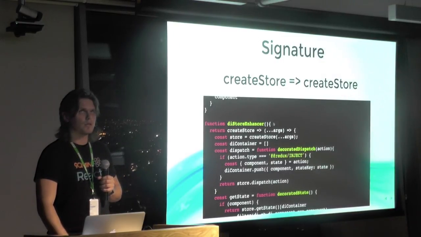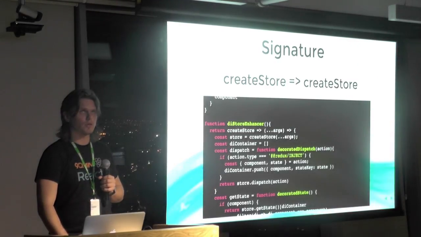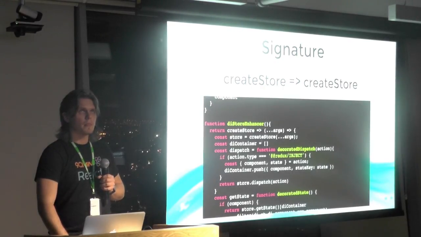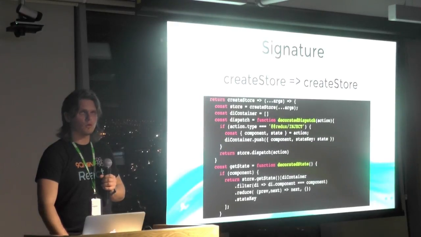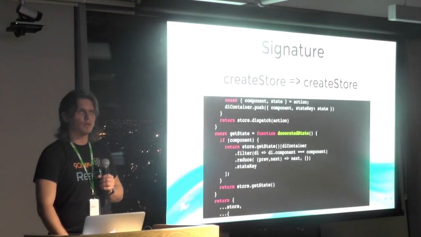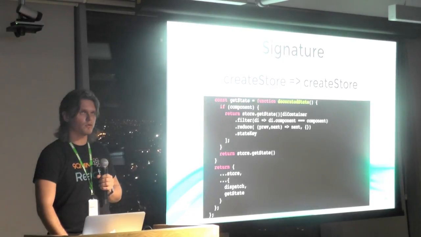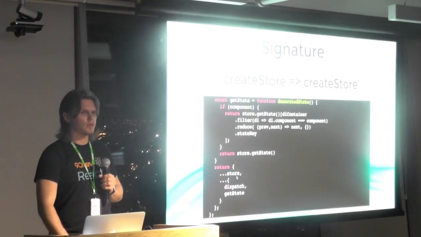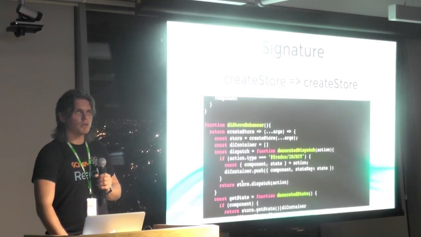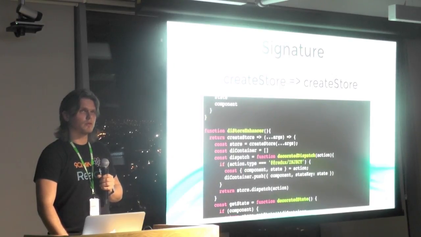As you can see, it's an enhancer that returns a function which gets createStore and all the arguments the store gets. And it overrides, it will decorate the dispatch call and getState call with some custom functionality. And in the end, it will merge dispatch and getState onto the original getState and dispatch of Redux. In this case, dependency injection is implemented like this.